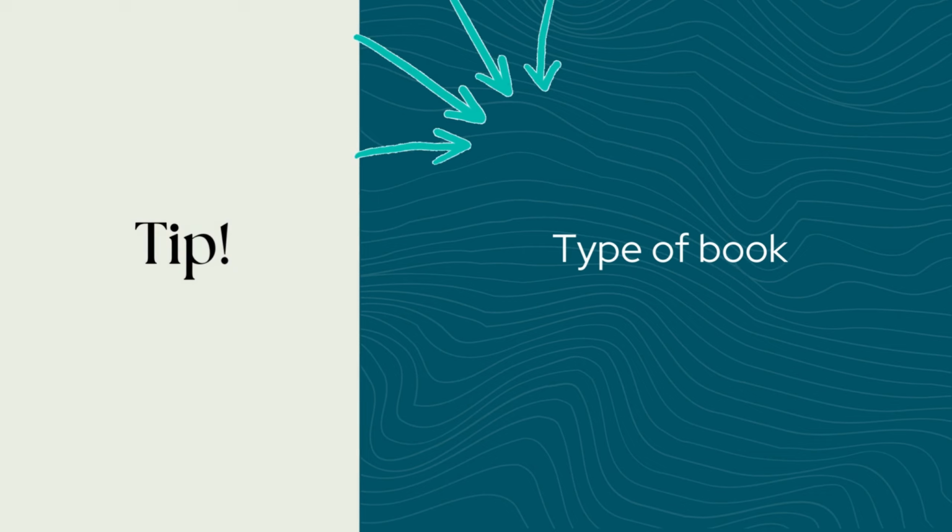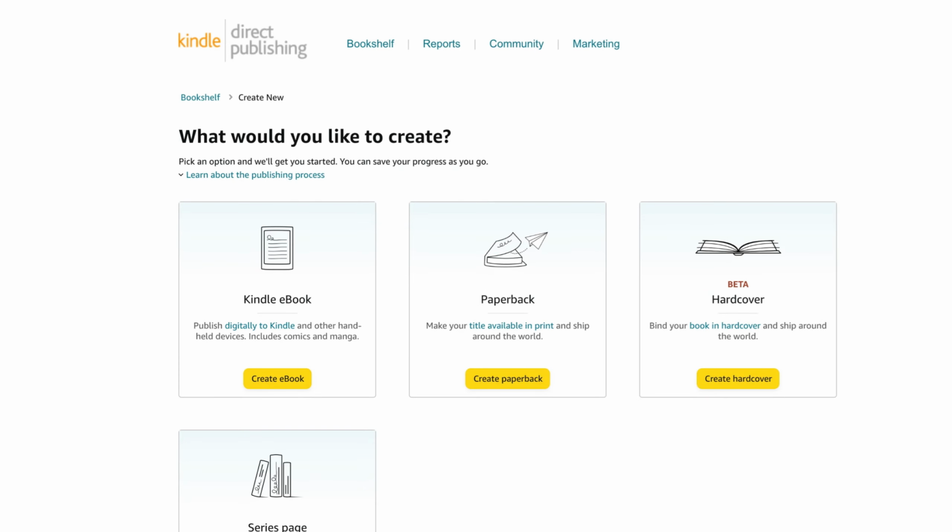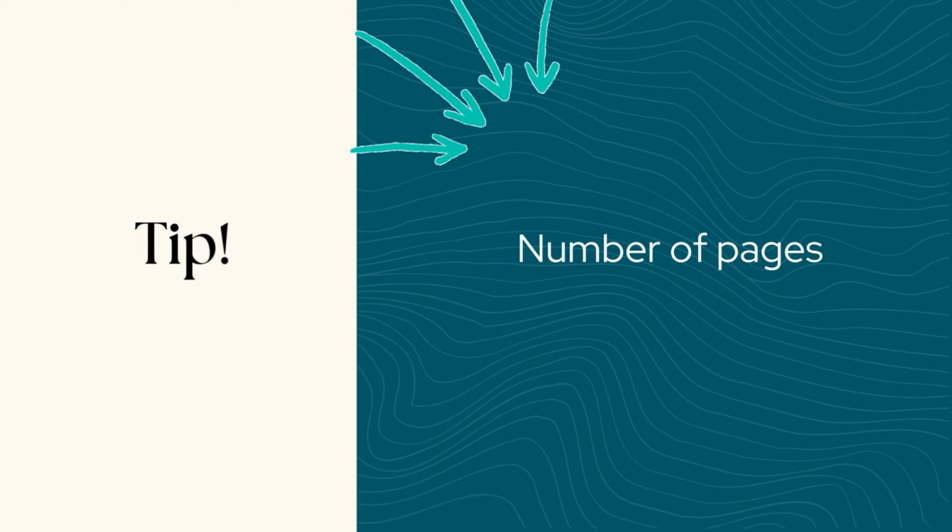The first thing to look at is what type of book you want to create. Amazon KDP offers 3 standard types of books: ebook, paperback, and hardcover. Each type has different requirements, like the minimum number of pages, which I will discuss next.